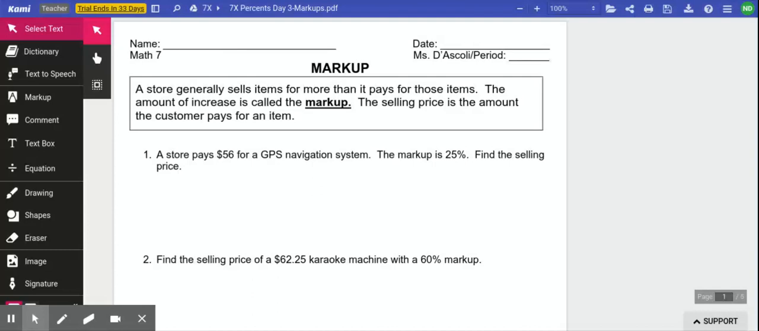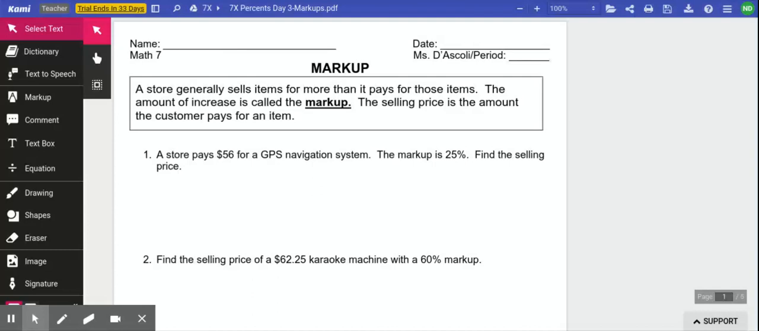So in this box on this page, it says a store generally sells an item for more than it pays for those items. The amount of the increase is called the markup, and the selling price is the amount of money the customer pays for an item. So the selling price is the price that we're going to pay as a consumer, but that price is going to be more than the original price of an item. And again, a markup is expressed as a percentage, so we're going to have to find, again, percents of numbers.